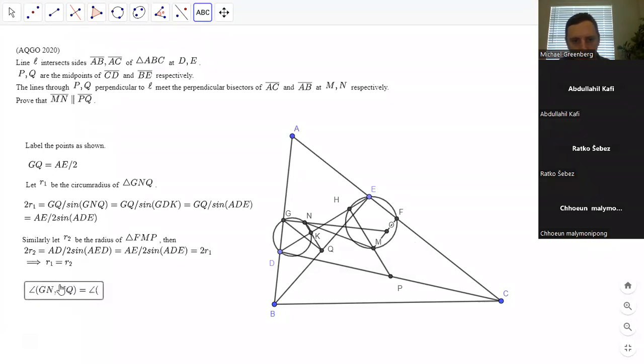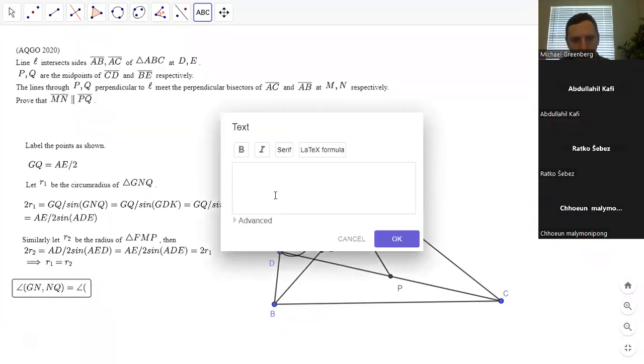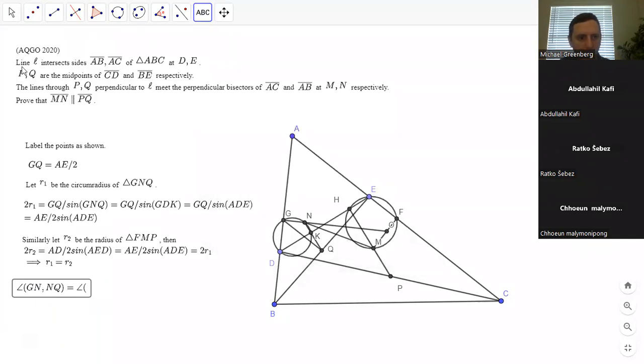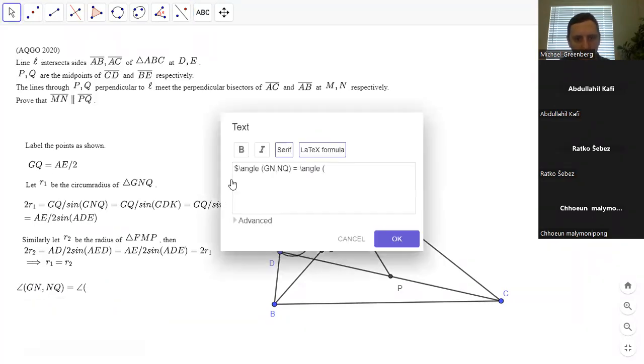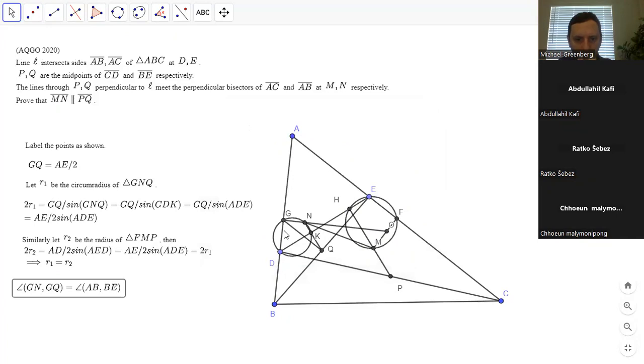GN and GQ is the angle between AB and BE. Is that right? I'm not so sure if that's right. So GN is perpendicular to AB, GQ is perpendicular to BE. So yeah, that would be angle ABE. And then this would be the angle between AC. This would be ACD, but those two angles aren't necessarily equal.